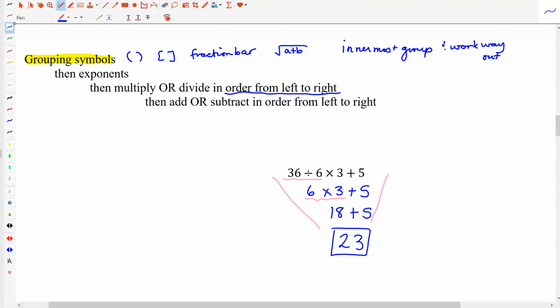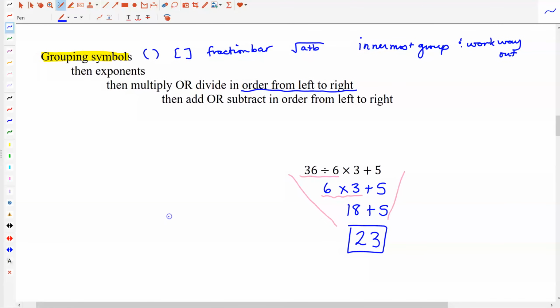To remember the order of operations, I like to write GEMDAS, G-E-M-D-A-S. It stands for grouping symbols, exponents, multiply, divide, add, and subtract. But to remind myself it's multiplying or dividing, I circle the M and the D, and I put an arrow above it, so it's multiply or divide in order from left to right. And same thing with the A and the S. It's add or subtract in order from left to right. So I use that to help myself remember the order of operations.